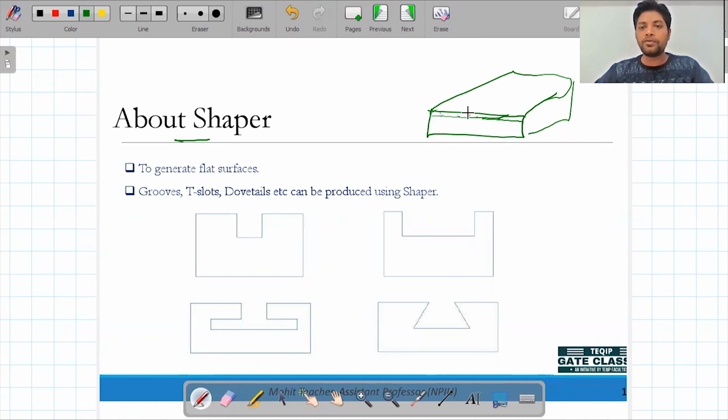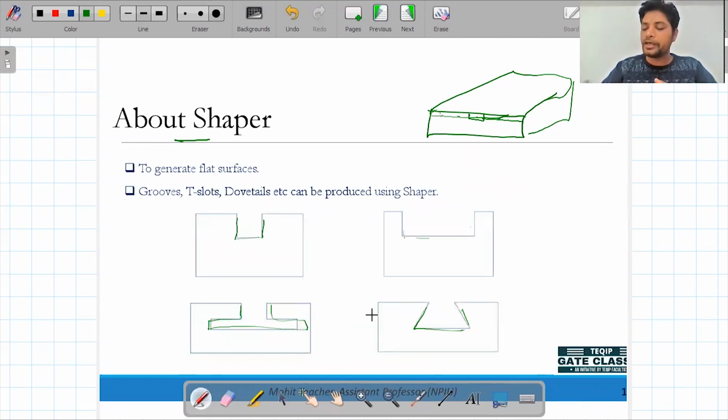If you have to make any kind of slot, whether square, rectangular, or V shape, whatever it is, it should be flat. For example, this one is a groove. This is also a groove. This one is a T slot. If you see the surfaces, it will be a plane or flat surface. It should not be a curve. So whenever we have to produce flat surfaces, we can use the shaper machine.